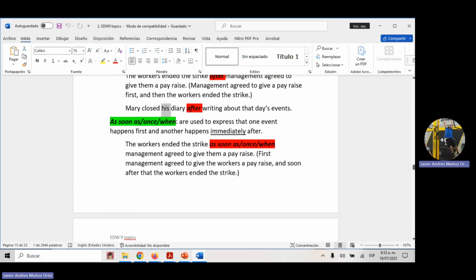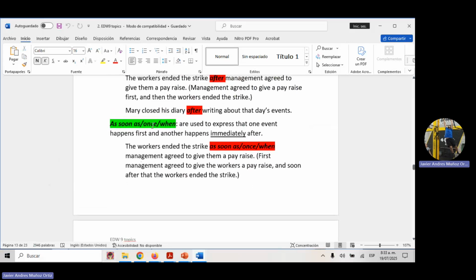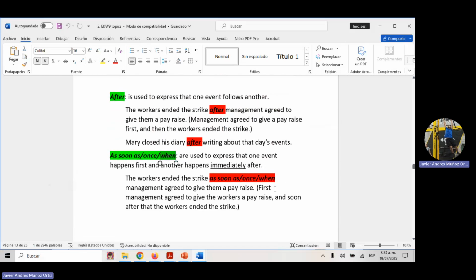Let's go with the next one. As soon as is a synonym of once, and once is a synonym of when. And they are used to mention that an event is followed by another. Once again, is very similar to after, but what's the difference between after and these other three conjunctions?